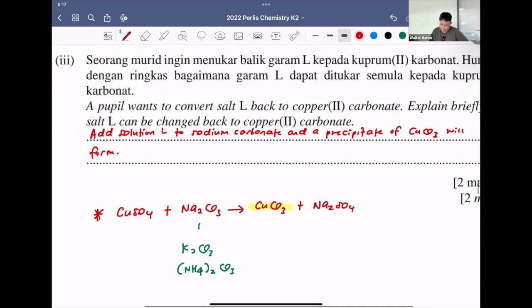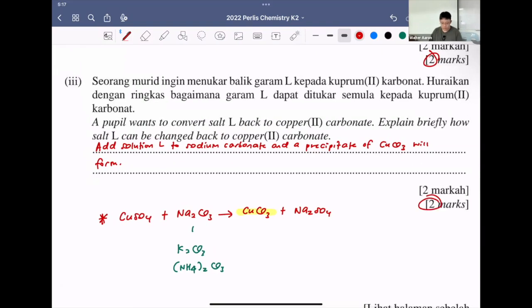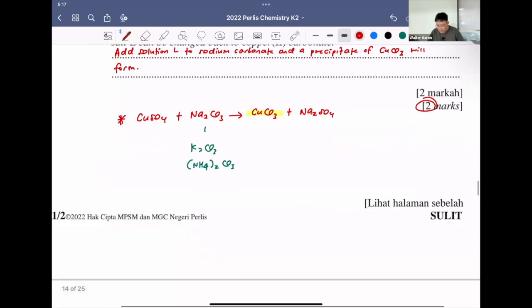Okay, so that's how it works. You get 2 marks over here. So if you answer all correctly, you should get a total of 10 marks in this question. Okay, let's move on to number 8.